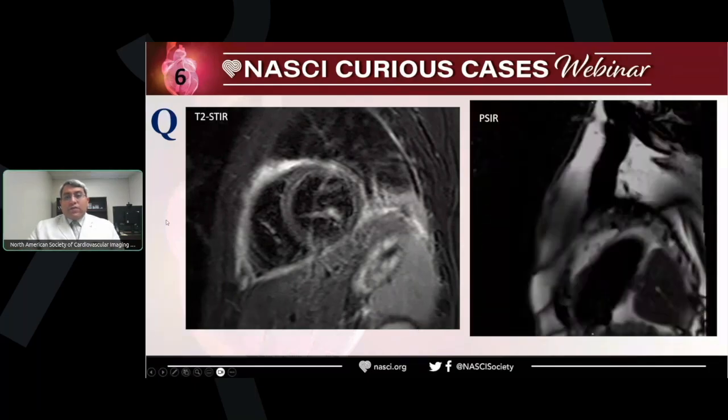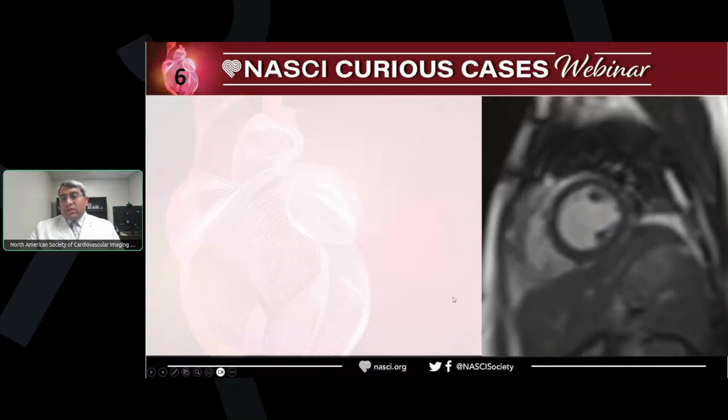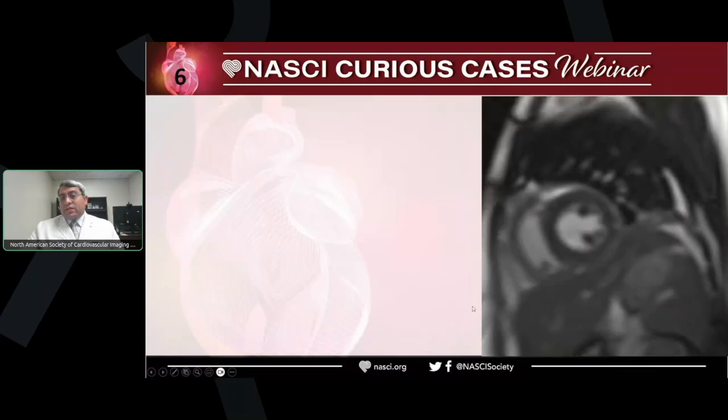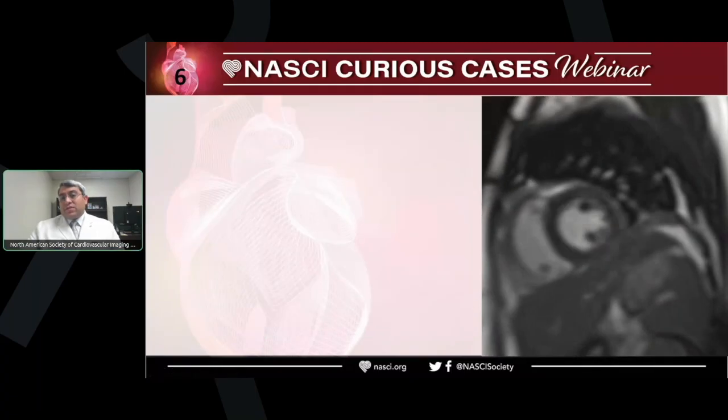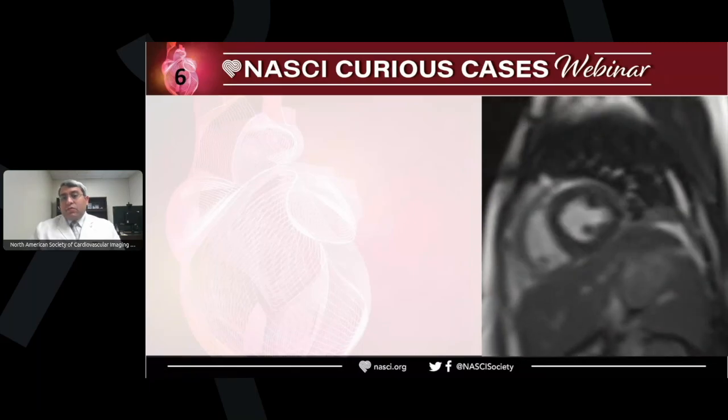Okay. If I show you this next part, what's called real-time cine images, what abnormality can you see in this one?